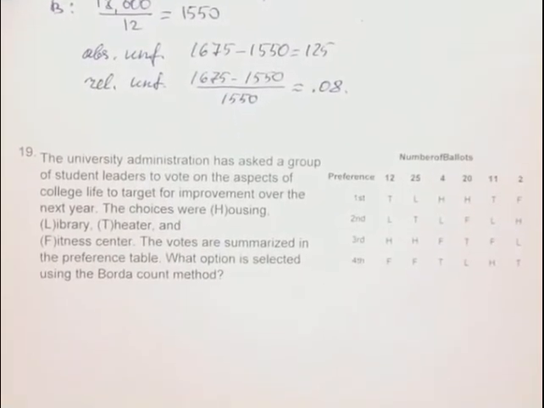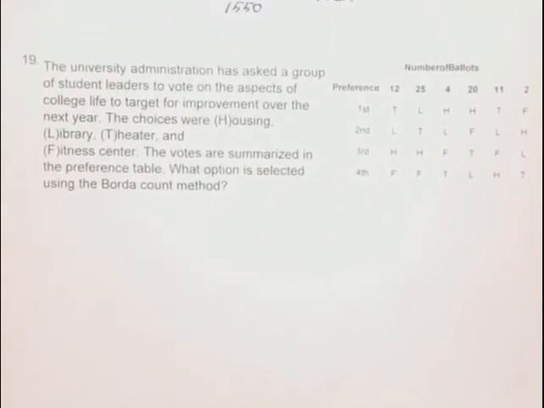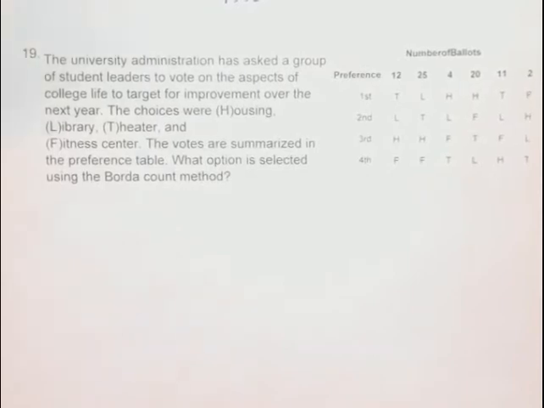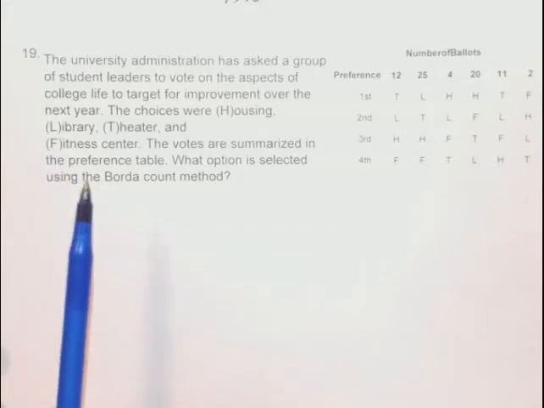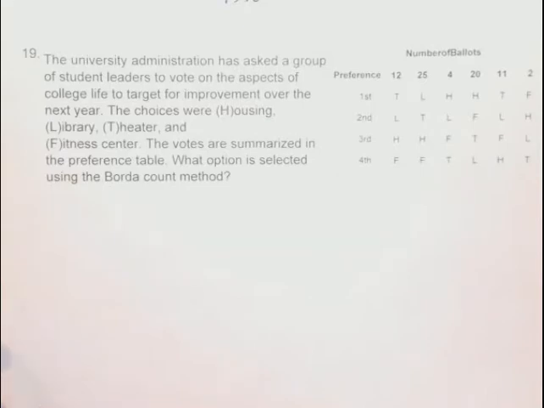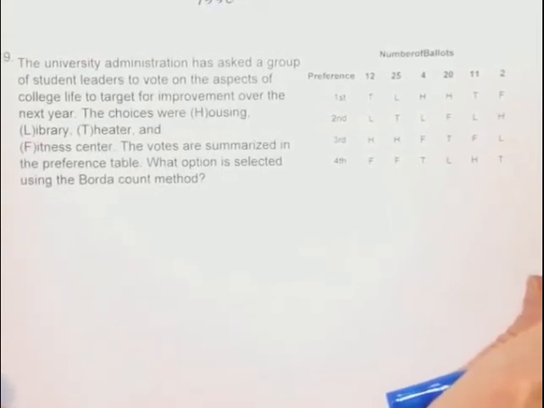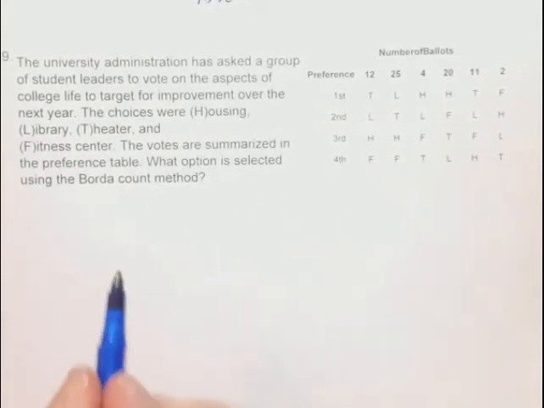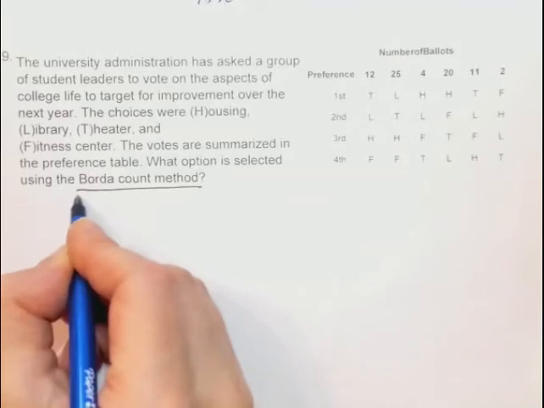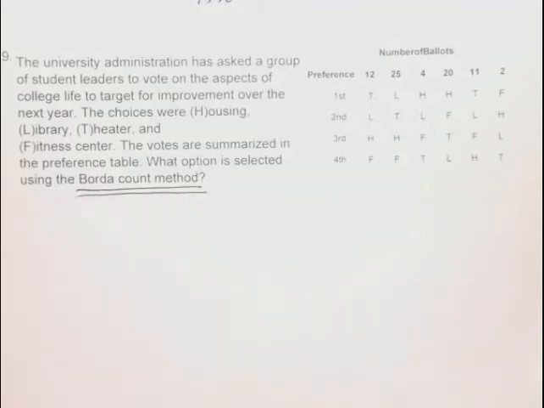We come to the next chapter, voting. University administration has asked a group of student leaders to vote on aspects of college life to prioritize for improvement over the next years. The choices were housing, library, theater, fitness center. The votes are summarized in the preference table, and we will use the Borda count method to find the leader.